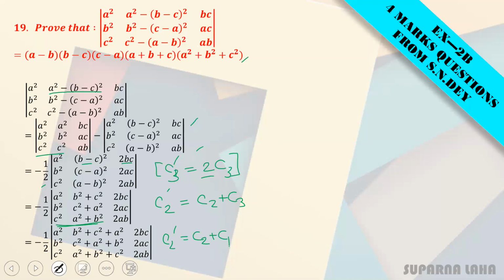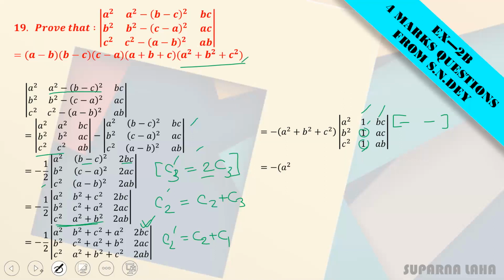Clear? Now take this common, so you will get this factor a square plus b square plus c square, and this 2 also common from this third column. So write down here that you are taking common from this column and from this column. So I'm not writing down here, so you will write down by yourself. Now 1 1 1, you get these terms. Now you can make this term 0, this term 0.